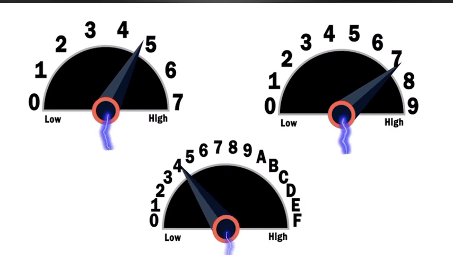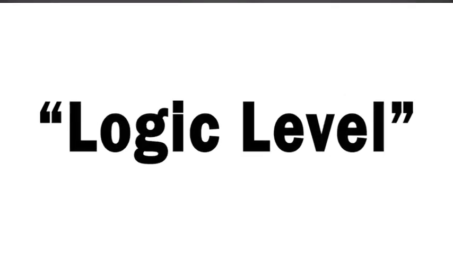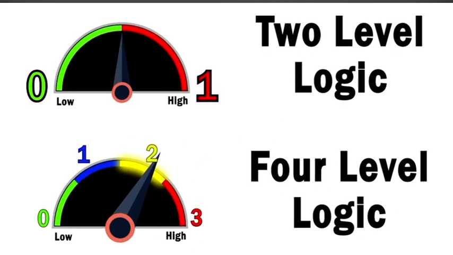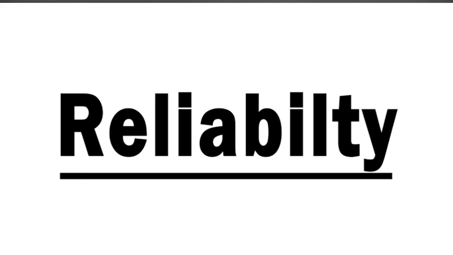Well, as mentioned above, these methods were experimented with. The amount of states a single cell of information can hold is referred to as a logic level. Binary is called 2-level logic, and the one I just described would be known as 4-level logic. The fundamental problem with using logic levels greater than 2 to represent numbers is reliability.